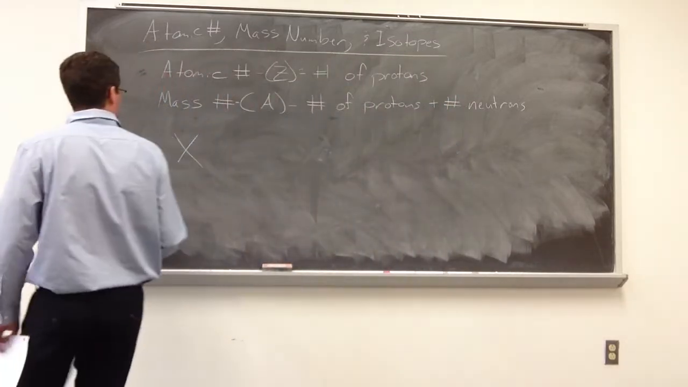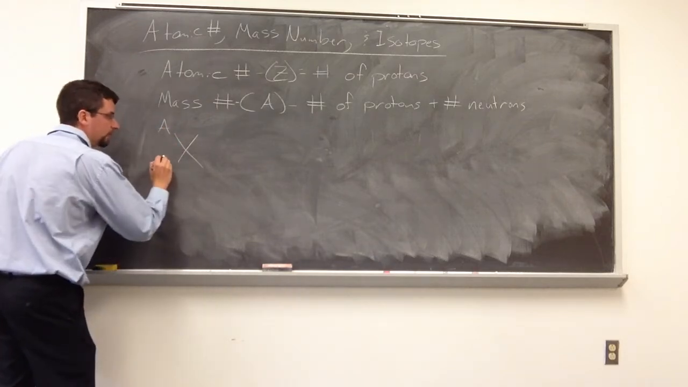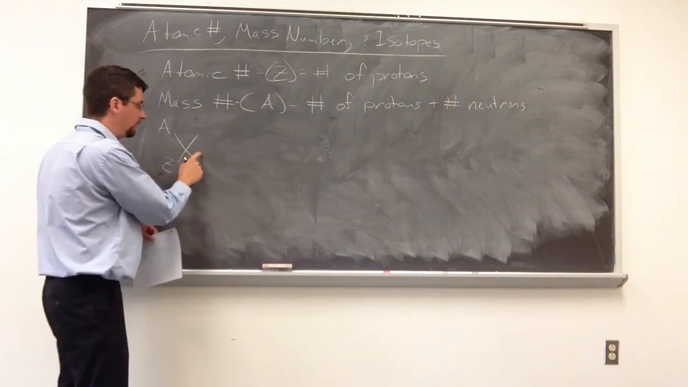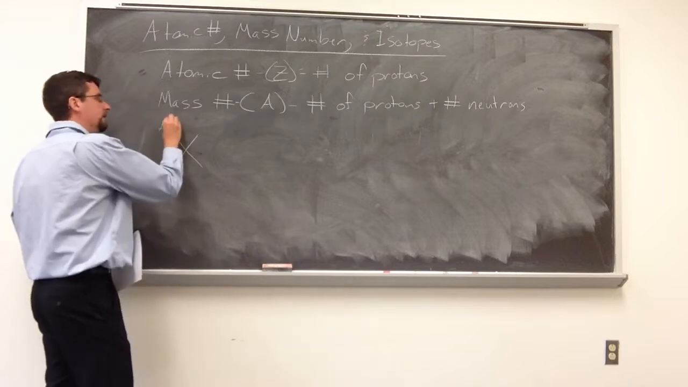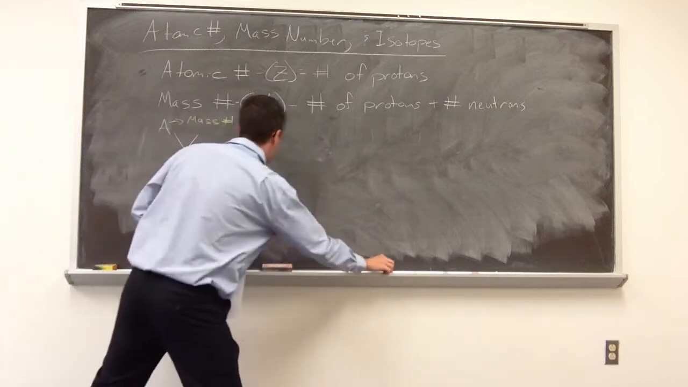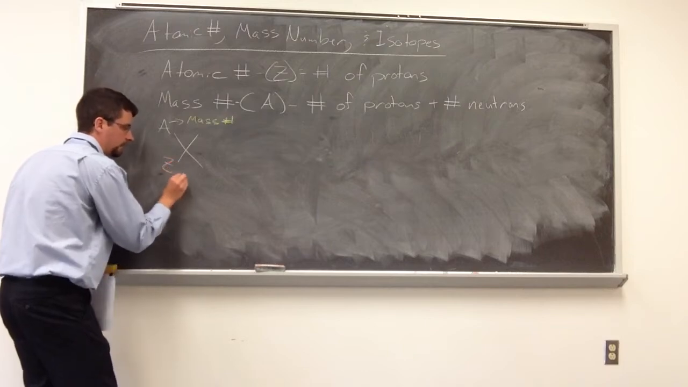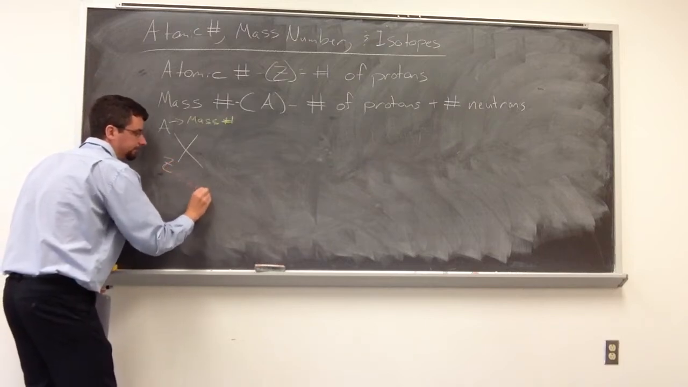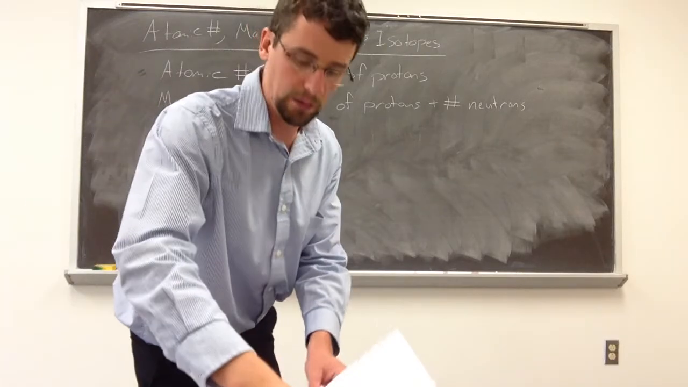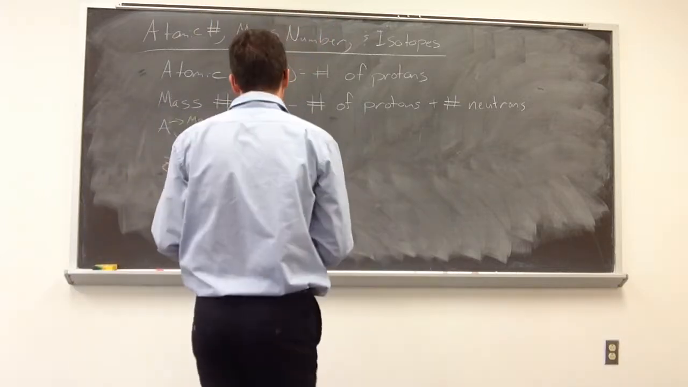So in this case, we would indicate the mass number up top, and we would have the atomic number in the bottom left, with our element symbol right here. So this is our mass number, and this Z down here is our atomic number. From that we can figure out how many protons and neutrons are in a system. So let's consider an example.